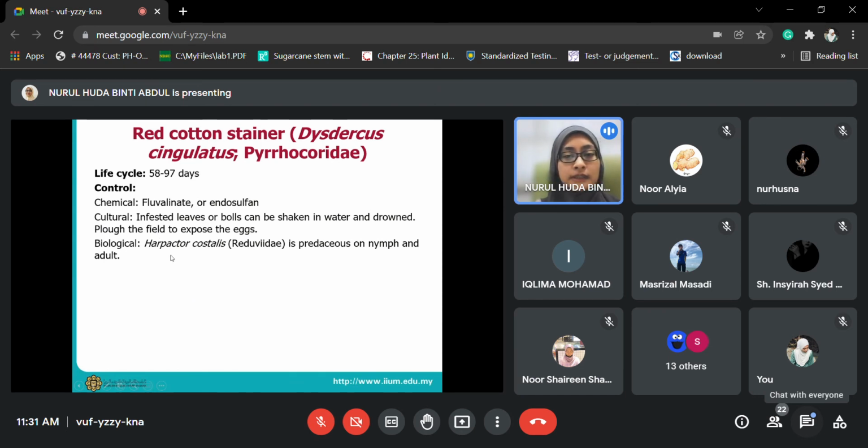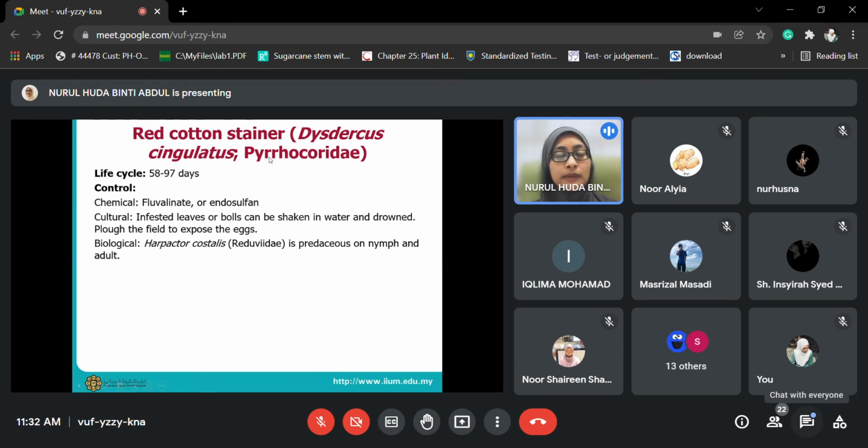And for biological, there are Reduviidae, also hemipterans. Okay, it's just from different family, assassin bug tadi, Reduviid. Okay, also predaceous atau predator to nymphs, as well as adult of this insect. The size is almost similar. Reduviid dengan Dysdacus cingulatus is actually almost similar in size. It's just that usually Reduviid ni dia akan attack the nymph, the one yang smaller stage tadi.